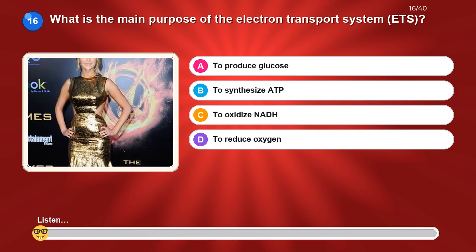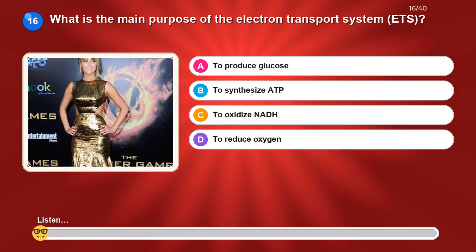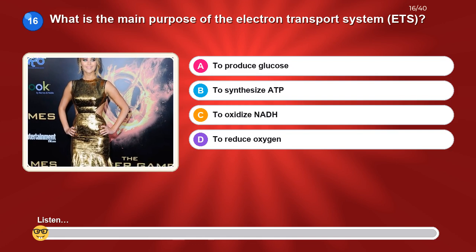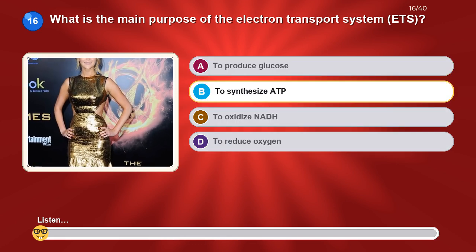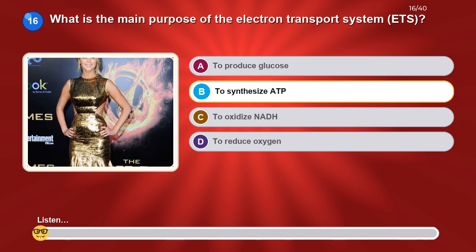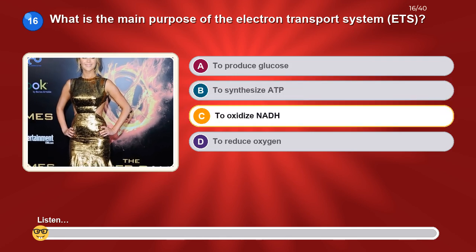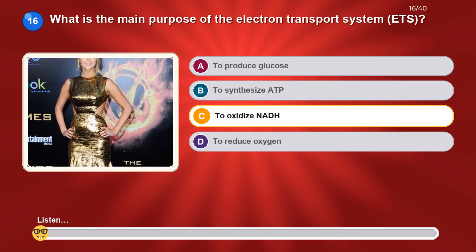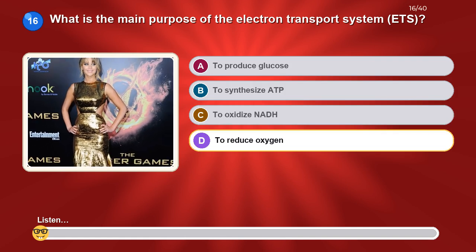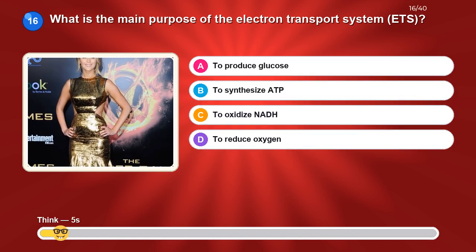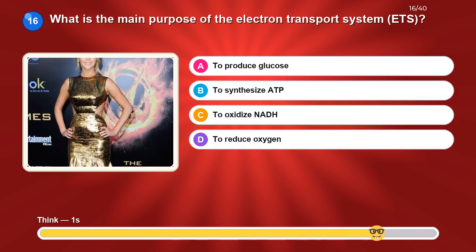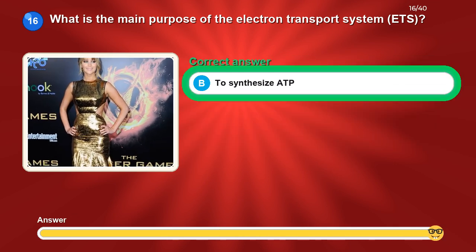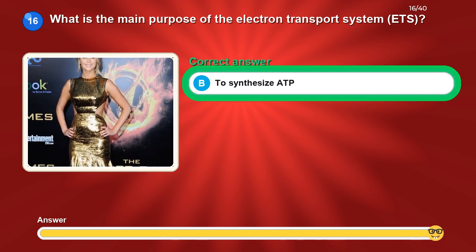What is the main purpose of the electron transport system, ETS? Option A, to produce glucose. Option B, to synthesize ATP. Option C, to oxidize NAD. Option D, to reduce oxygen. The correct answer is to synthesize ATP.